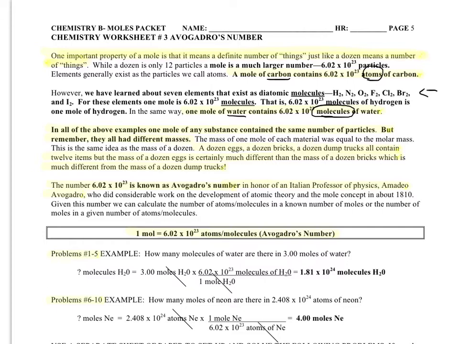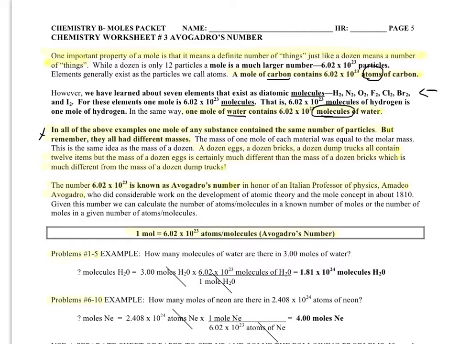Okay, now, the thing that's important to remember is that if you have a mole of carbon and a mole of water, you have the same number of each of them, but they don't necessarily weigh the same amount. They have different masses, right? Because when we calculate the molar mass of carbon, it is less than when we calculate the molar mass of water.